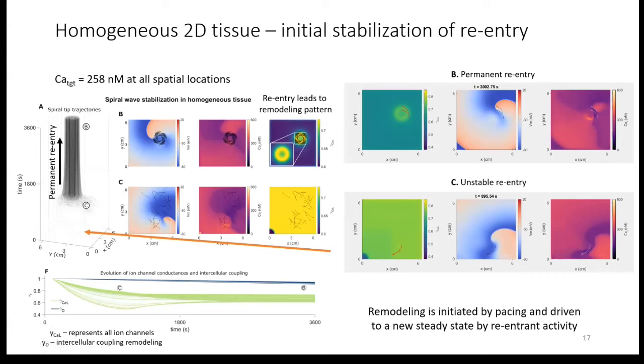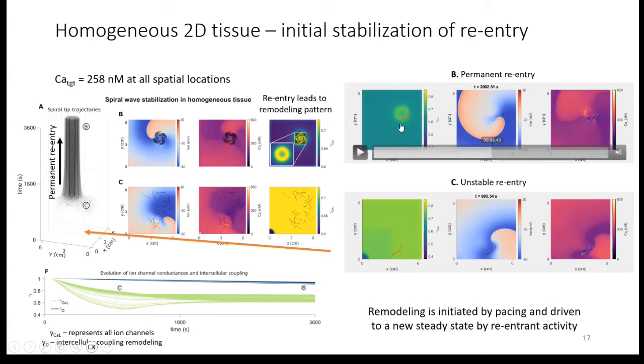Again, this tissue is perfectly homogeneous from a parameter standpoint. It has the same calcium target. It doesn't have anything distinguishing one part from the other. But because the spiral wave stays here, the cells at the very center of the spiral wave, where we track the tip, get activated less because they don't get so stimulated. It's always somewhere in between, right? The spiral always circles that area. They don't get fully deactivated, but they don't get fully activated either. And you get this remodeling pattern emerging in the tissue.